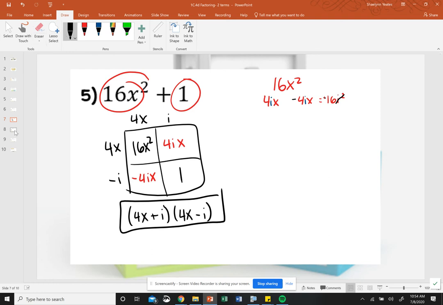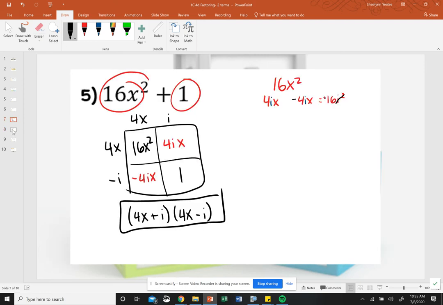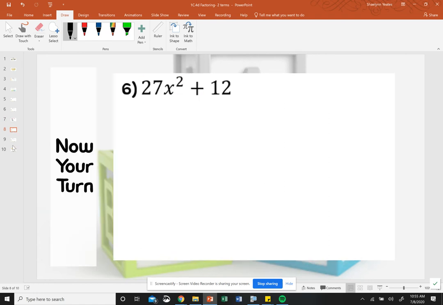You're going to do it anyway. Okay, right here. Big hint. Pull out your greatest common factor first. Then it will factor down and you will have an i in your answer. Okay? This is the last problem of today.